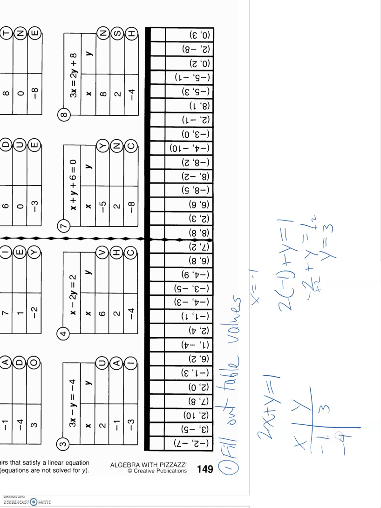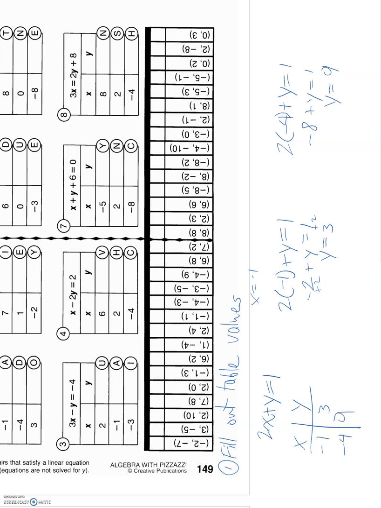Then we have -4. And so we substitute it again. We do some more work. 2 times -4 plus y equals 1. -8 plus y equals 1. And y equals 9. We move -8 to the other side by adding. And then we do that one more time.